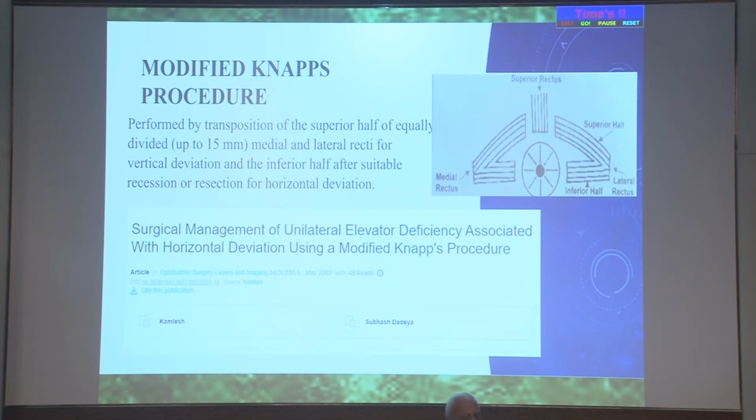So in this case, there is transposition of superior half of equally divided up to 15 mm medial and lateral recti for vertical deviation, and inferior half after suitable recession and resection is used for horizontal deviation. This was published in Journal of Ophthalmic Surgery and Lasers.